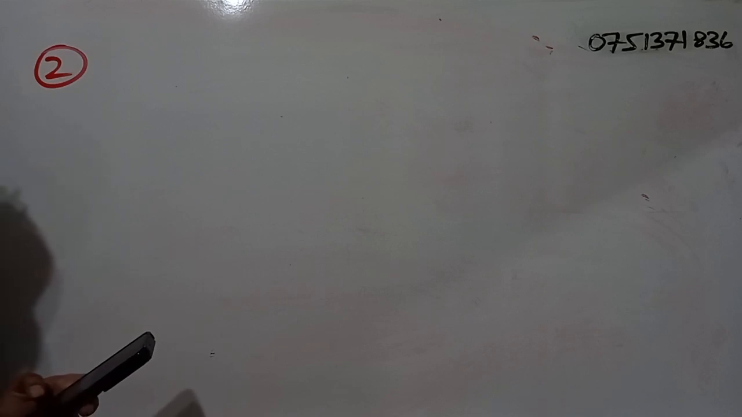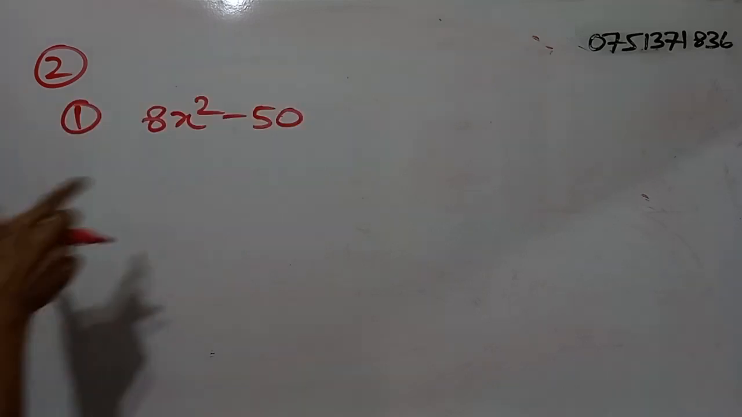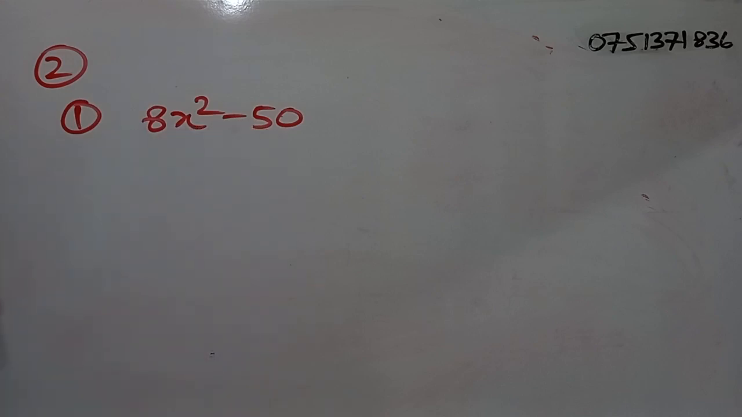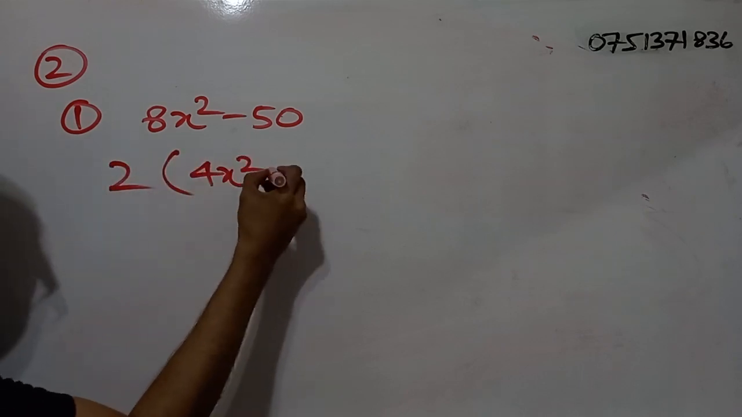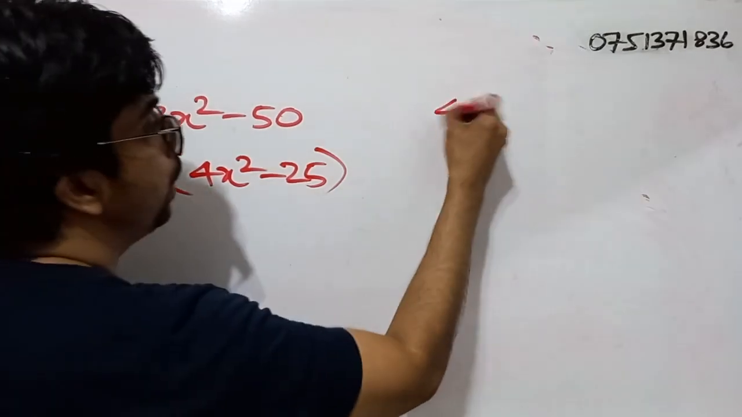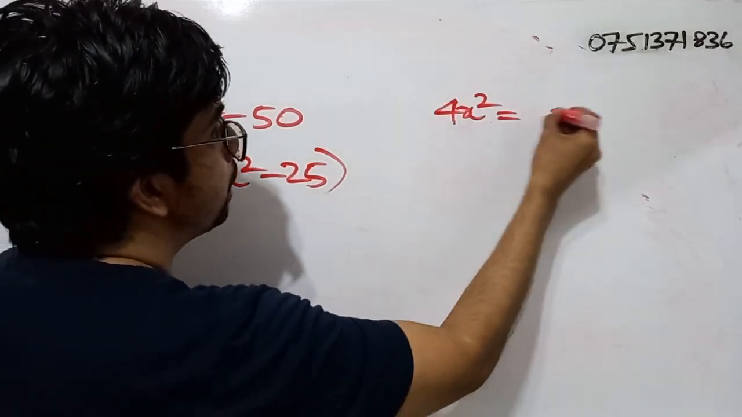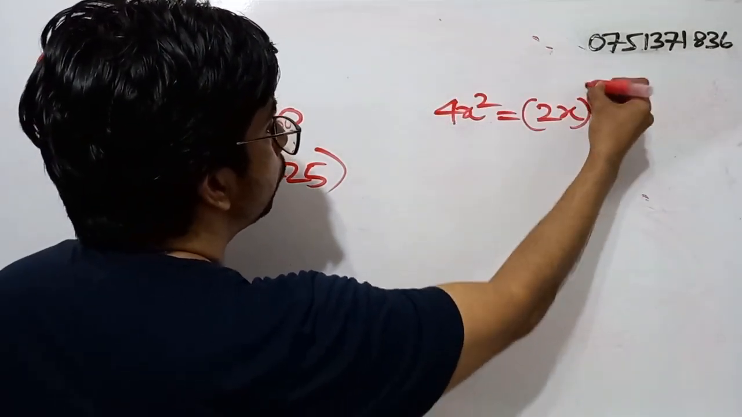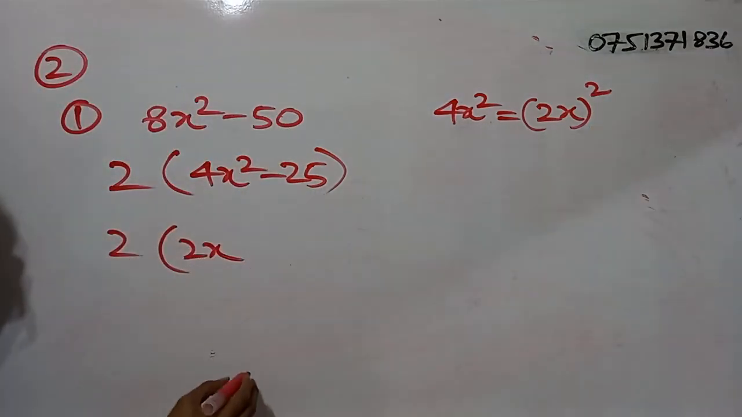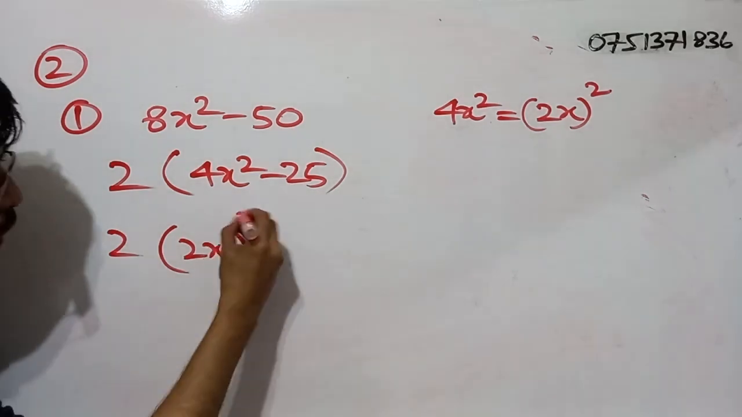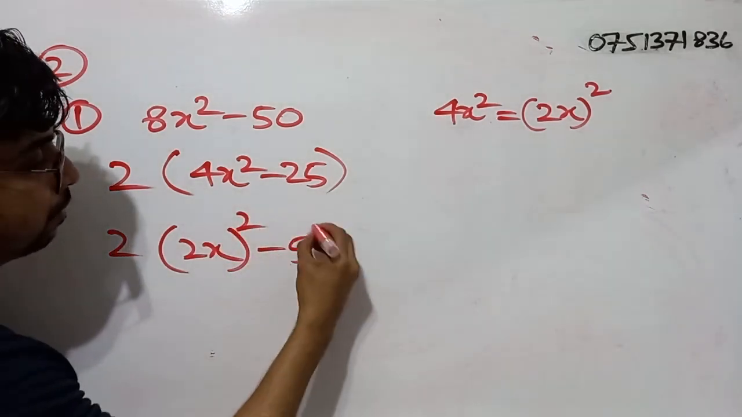Question number 2. Factorize the following algebraic expressions. When we consider these two terms, we can take what? We can consider 2 as a factor. So if we take 2 as a factor, what goes inside the brackets? 4x squared minus 25. So we know 4x squared, that means what? 2x, the whole thing squared, no? So 2 into 2x, the whole thing squared minus 5 squared.